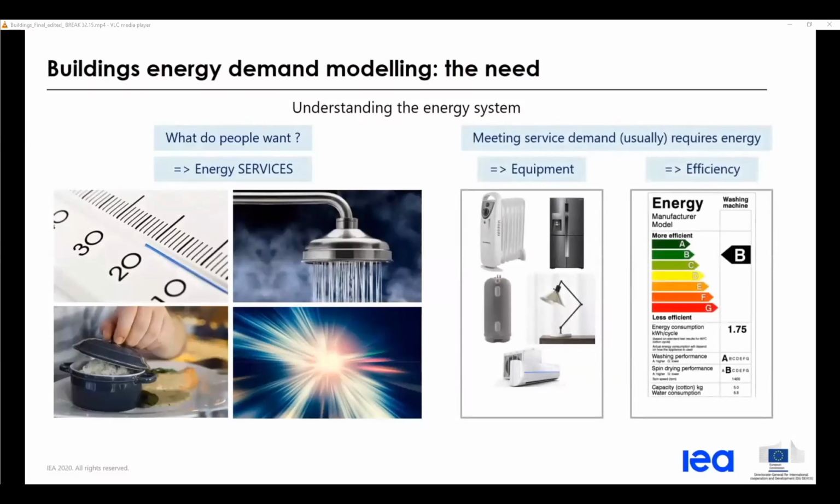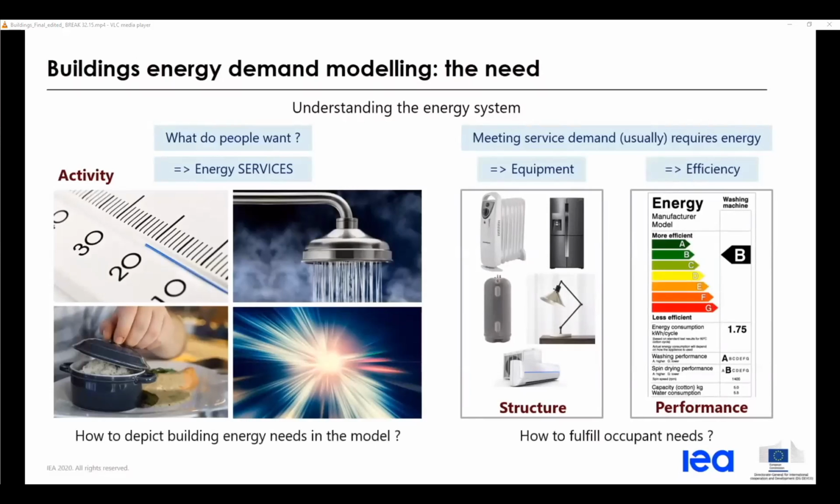We can therefore distinguish three areas: activity, structure, and performance. The activity is linked to the energy services. The structure is linked to the type of equipment present in the building sector, and the performance is linked to the efficiencies of the different technologies. And all of this needs to be depicted in the model.